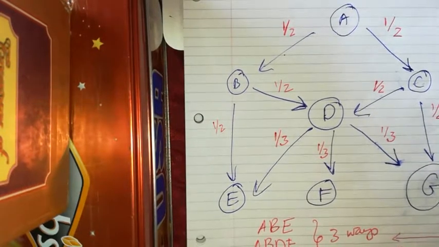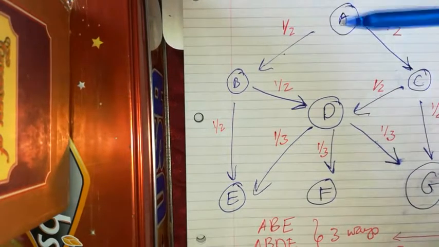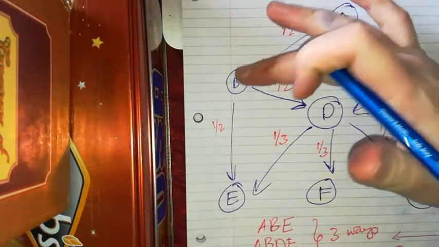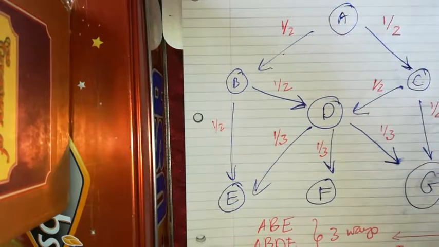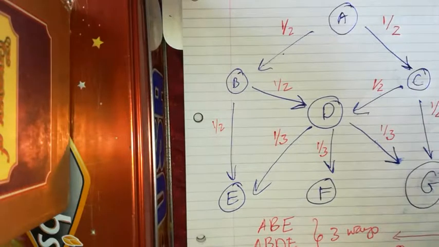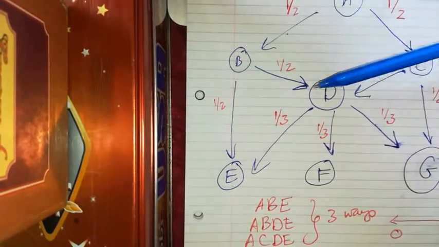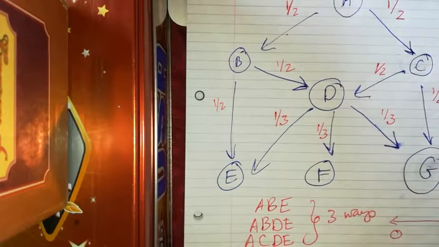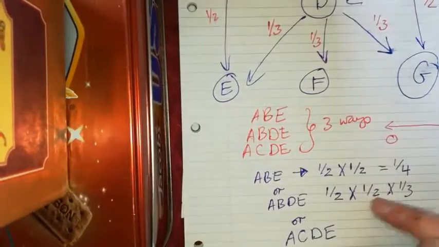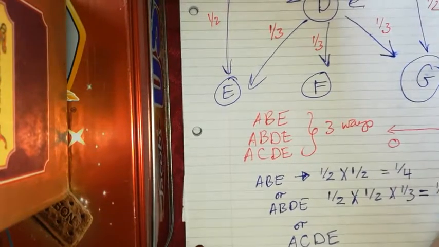The probability that he goes A, B, D, E will be the probability that he goes from A to B, which is a half, then from B to D, which is a half, and then from D to E, which will be a third. So it will be a half by a half, which is a quarter, and then by a third, which will be 1/12.